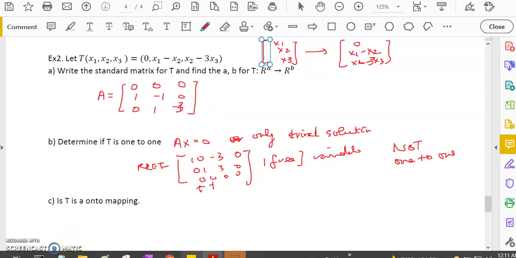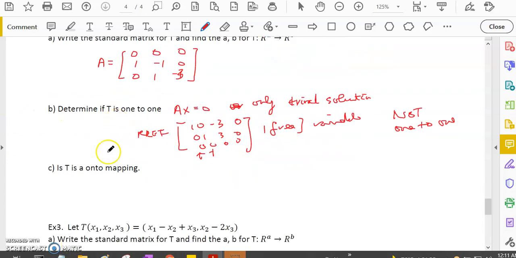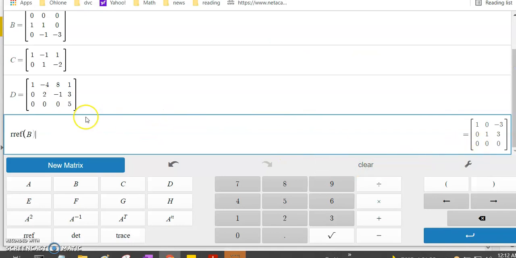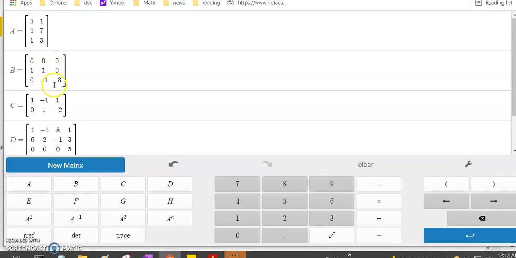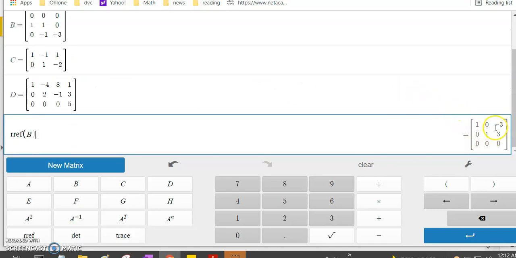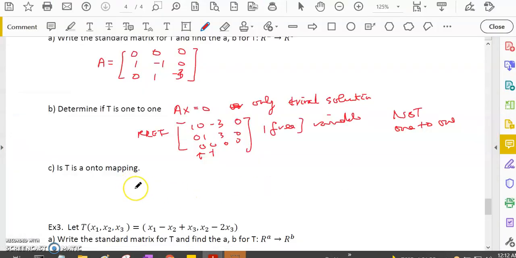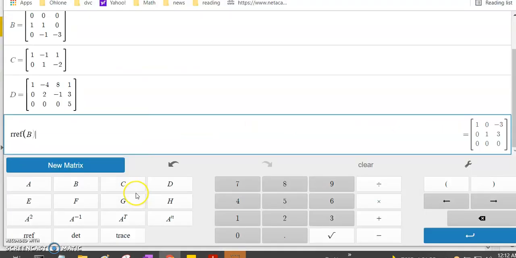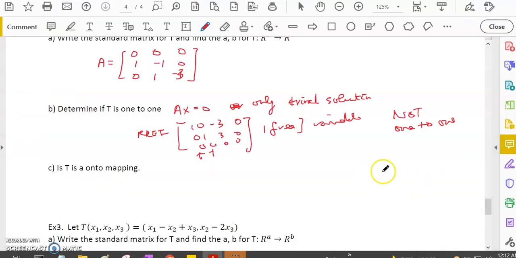Is it onto? Onto means, can I get R3 from them? If I do the row echelon of 0, 1, 0, 0, negative 1, 0, 0, negative 3, it seems like they are not, because there's some B that is not possible. So this is also no because I only have two.